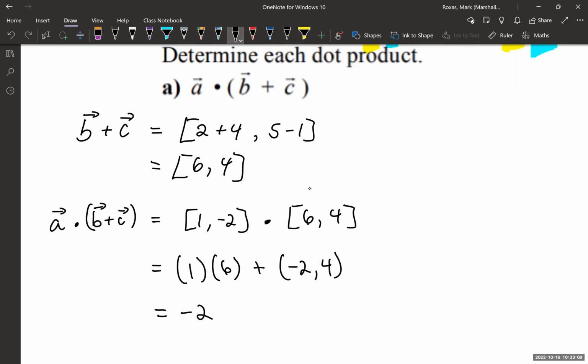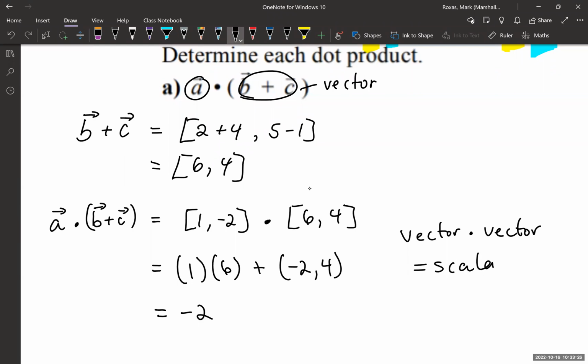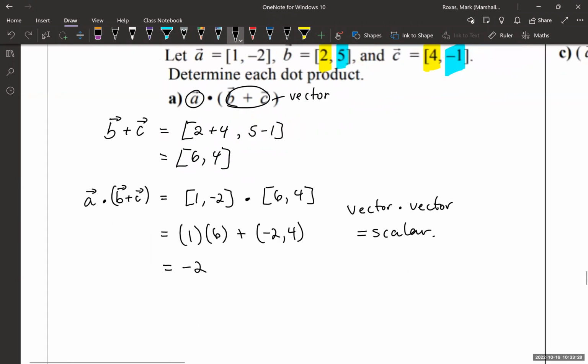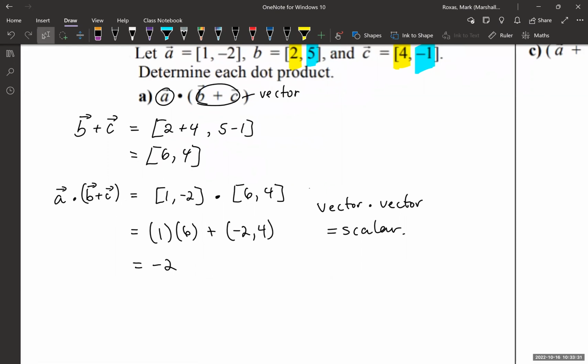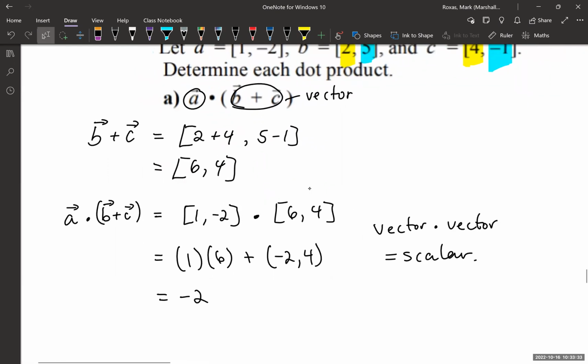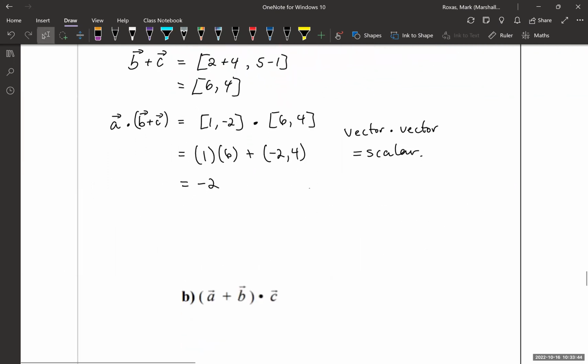It is a scalar result. That's important to note because B plus C produces a vector, but a vector dotted with a vector produces a scalar. So vector dot vector equals scalar. That's important to keep in mind. So why did I do it this way? The brackets sort of help you. We're going to do an example where that might be tricky. So let's look at the next one.